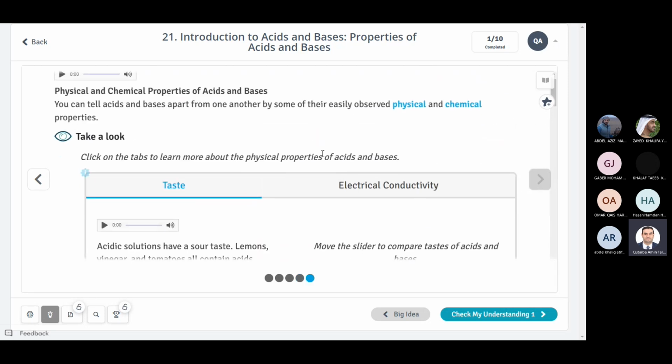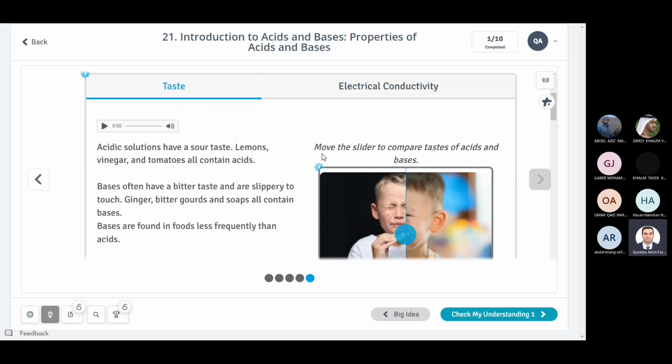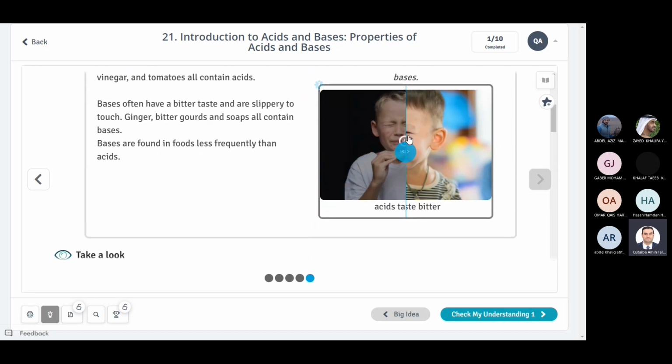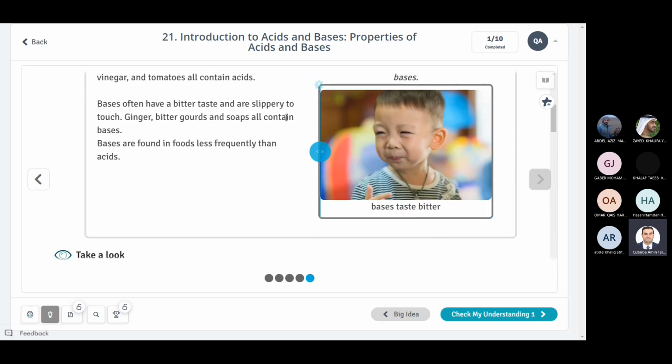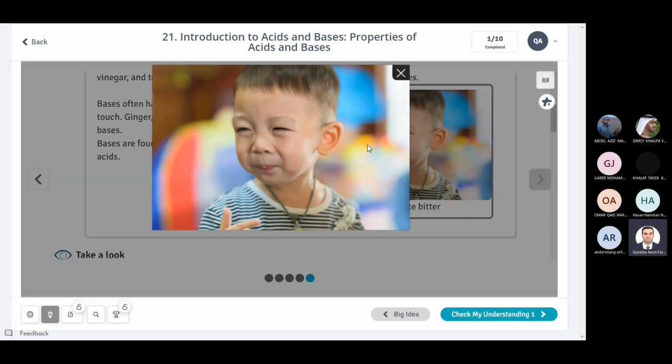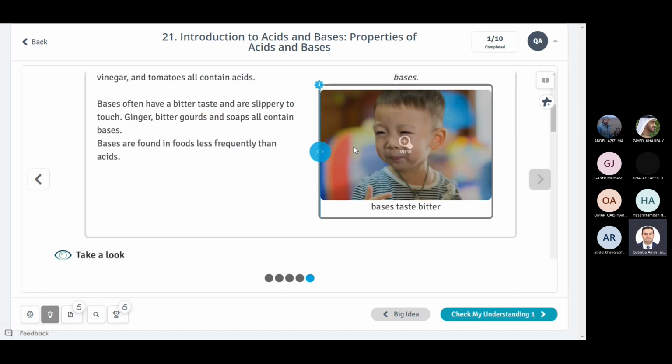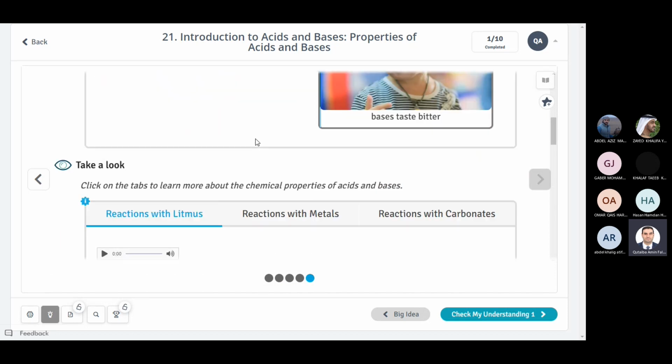What about taste? We talked about the taste of acids and bases. We said acid is sour and base like this, soap. It has a bitter taste. If you cut a piece of soap and taste it, God forbid, you will find that the taste is very bad. Okay.